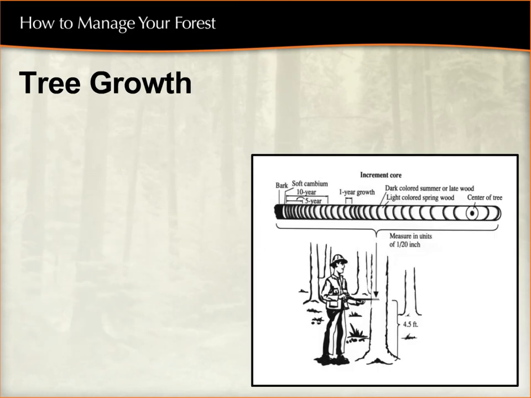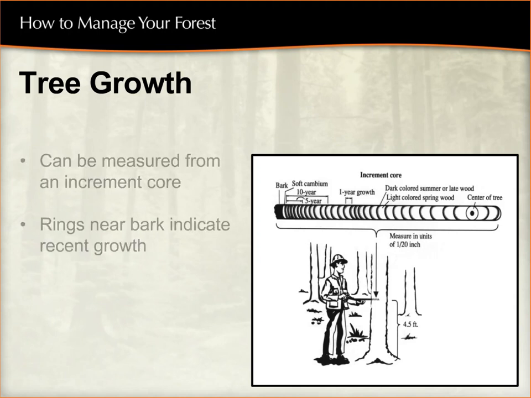A tree's growth rate and total age can be determined using your increment borer. When you extract a core from the tree, the rings nearest the bark indicate recent growth. Often we'll be interested in the past 5 years of growth.